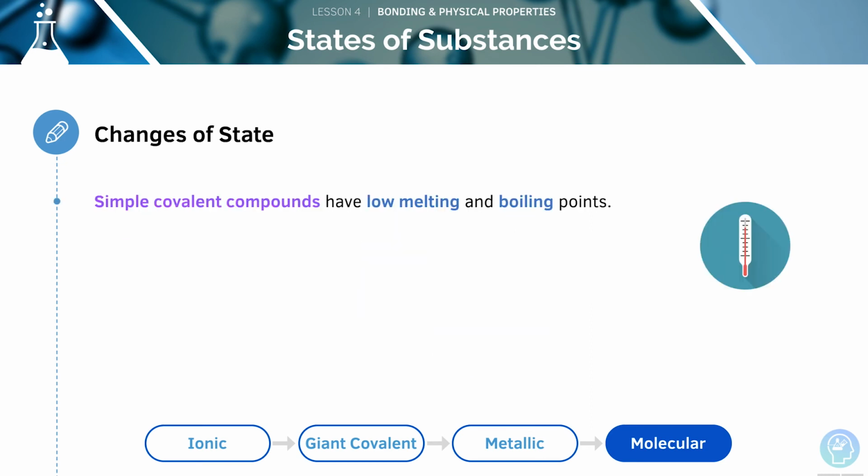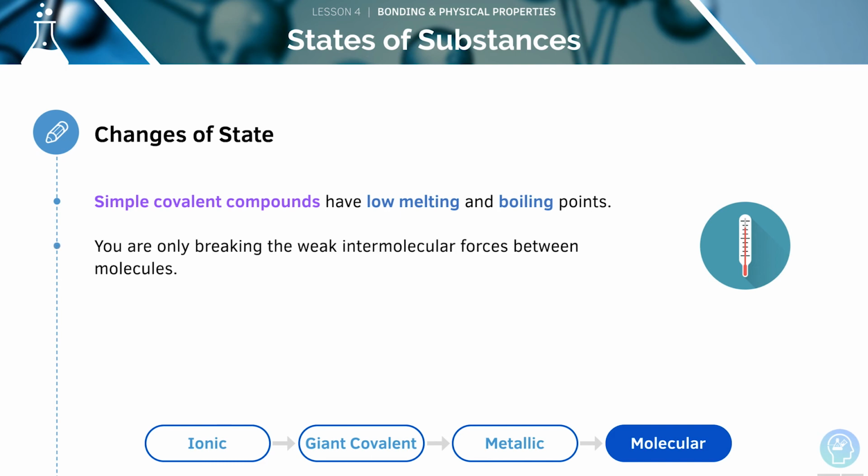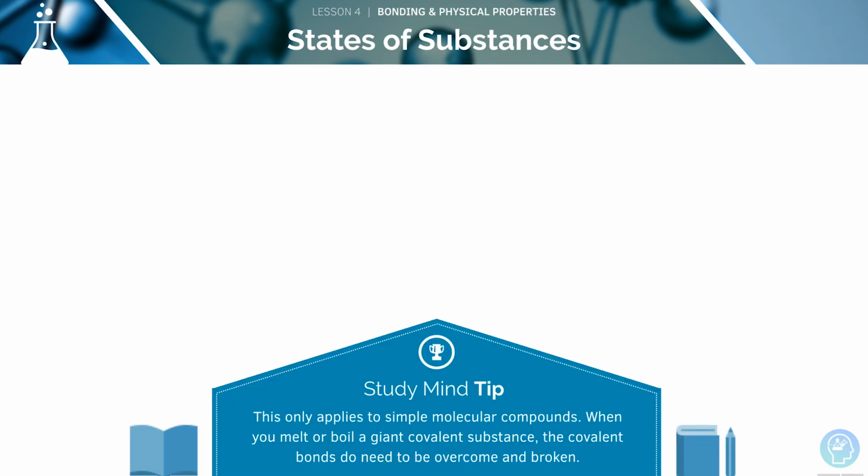Simple covalent compounds will have low melting and boiling points. The molecules are only held together by weak intermolecular forces which require only a small amount of energy to overcome. Remember, this only applies to simple molecular compounds. When you melt or boil a giant covalent substance, the covalent bonds do need to be overcome and broken.